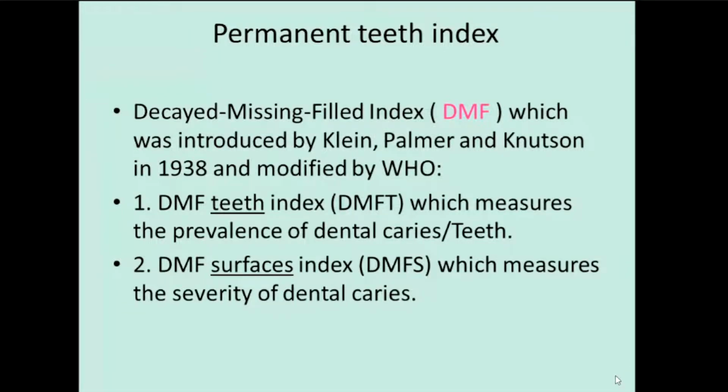So this type of index will measure the number of teeth that have decay or are missing or filled. While the other one, DMFS, where S refers to surfaces, measures the severity of dental caries. The first one, we measure the prevalence of dental caries, DMFT with a capital letter, we call it prevalence of dental caries on teeth. While the second one, DMFS, also capital letters, is supposed to measure the severity of dental caries on surfaces.